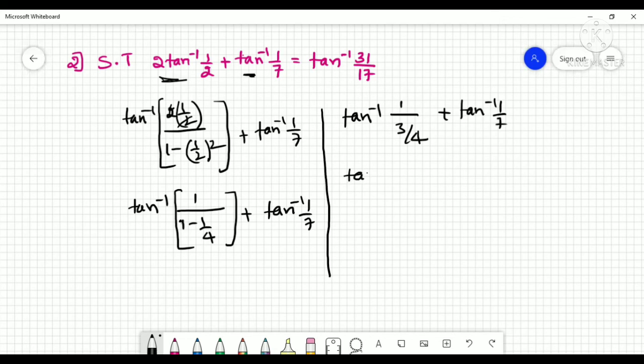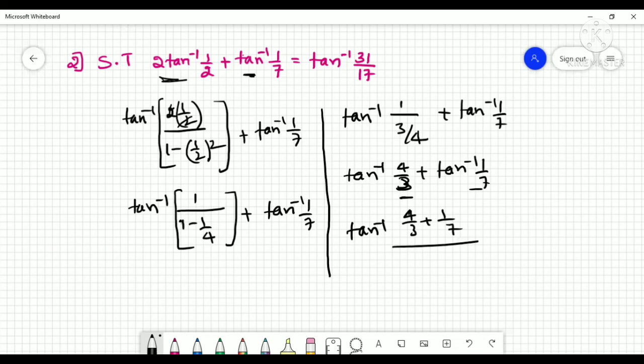Then what will happen? Tan inverse becomes 4 by 3 plus tan inverse 1 by 7. This is tan inverse x plus tan inverse y, which is equal to tan inverse of x plus y by 1 minus xy. So 4 by 3 plus 1 by 7, then 1 minus 4 by 3 into 1 by 7.